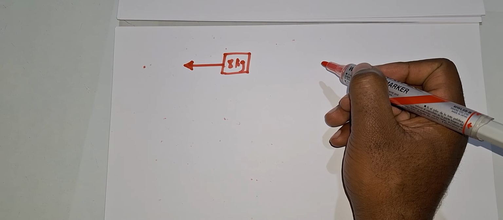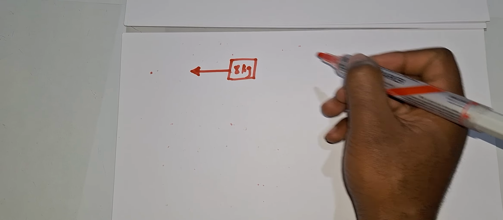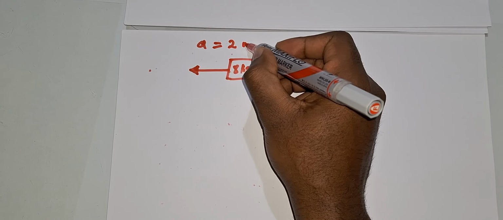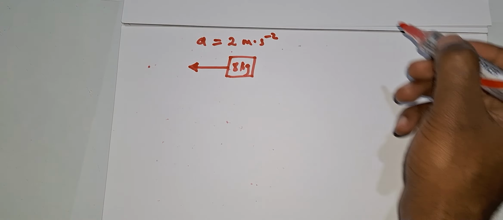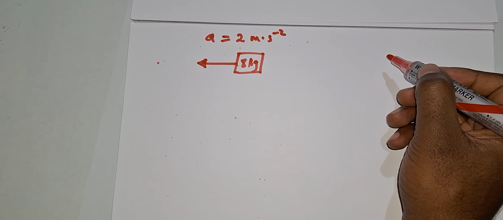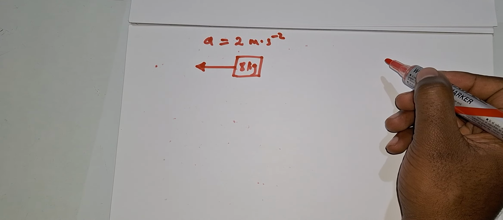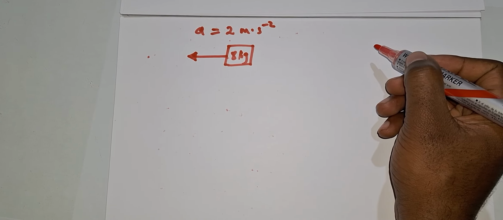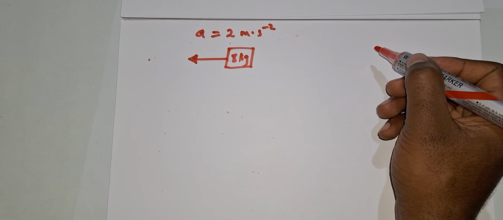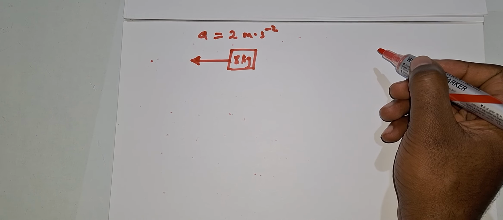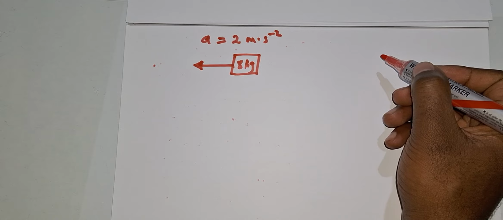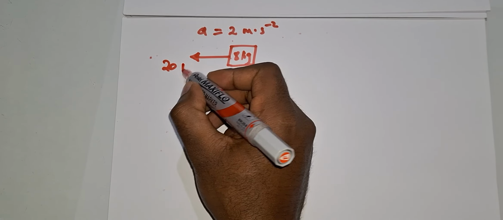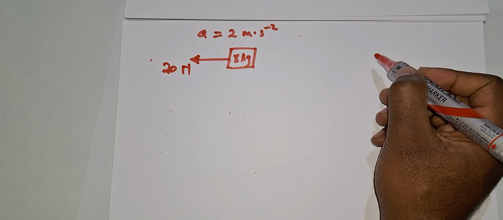We are told that it is accelerated to the left. That acceleration is 2 meters per second to the left, right? So we are told that there is a force that is applied in that direction, to the left side. That applied force, we are told it is 20 newtons. That is the applied force.